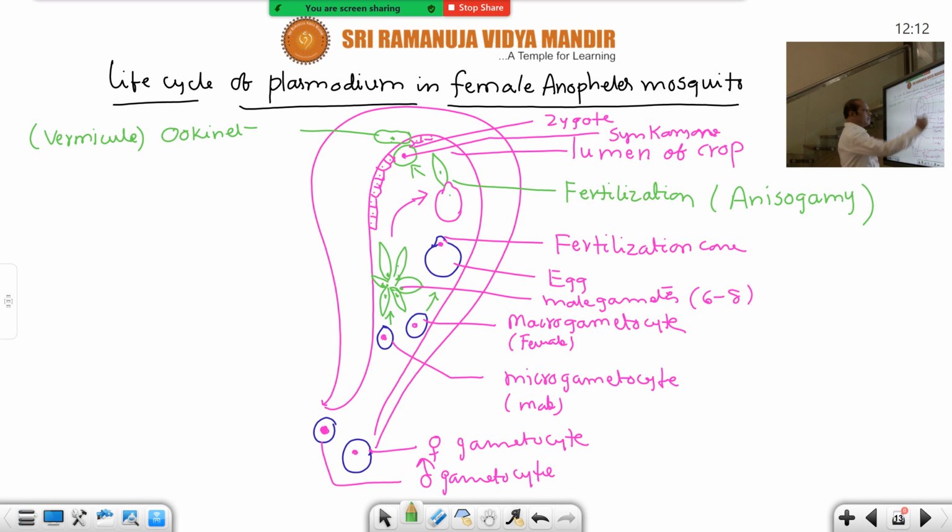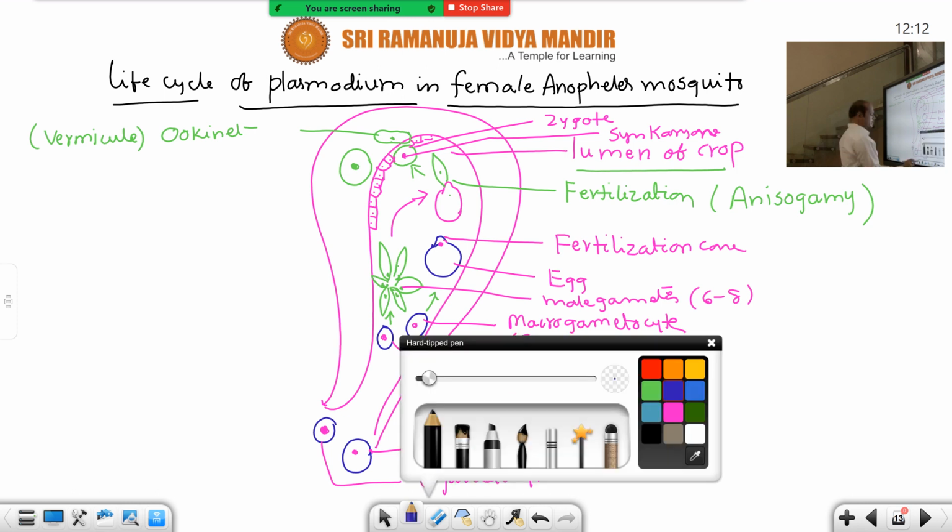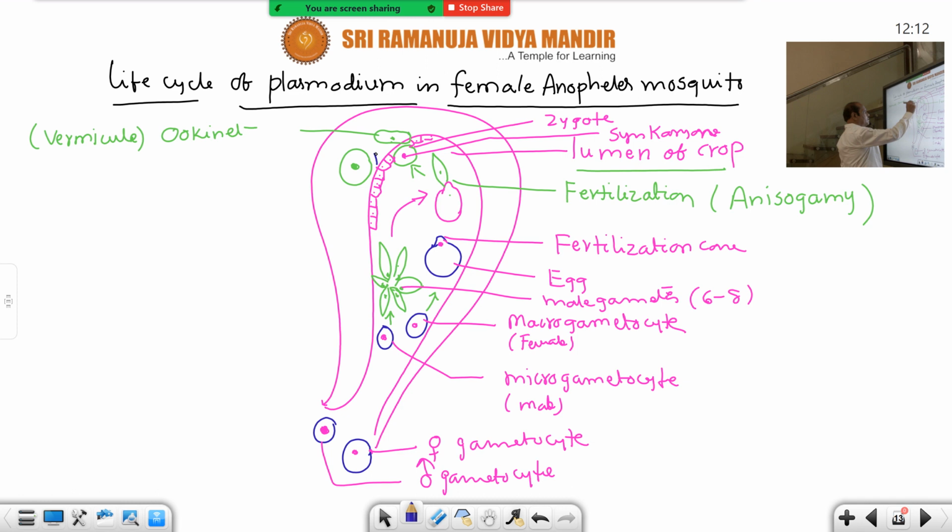Now this ookinete attains a round shape with a zygotic nucleus or synkaryon. Around it, the cyst formation occurs. The cyst is also formed. Now you call this stage as oocyst.